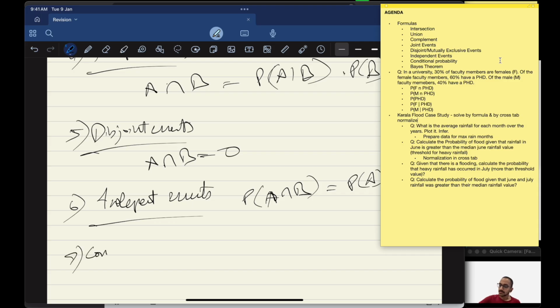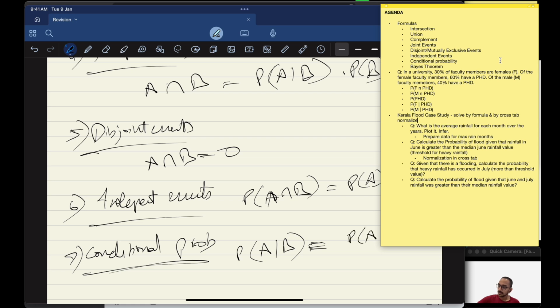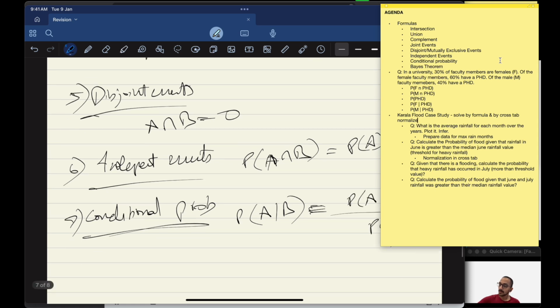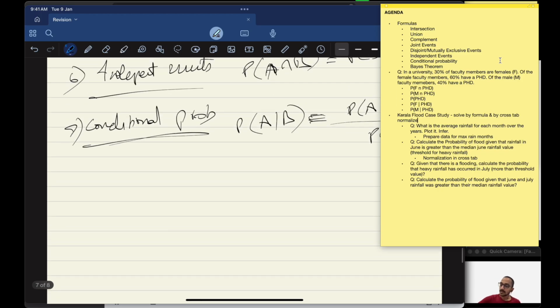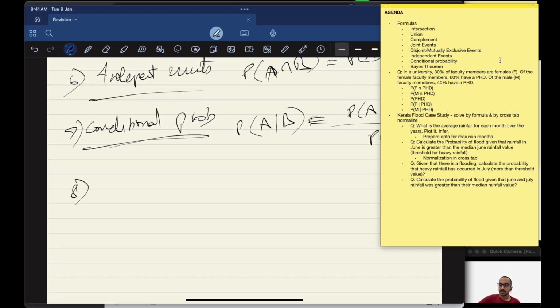Then we'll look at conditional probability. What is the probability of A happening given B already occurred, right? So the probability of event A given B already occurred is nothing but P of A intersection B by P of B. Then we look at Bayes' theorem, which is just using the multiplication rule in conditional probability.